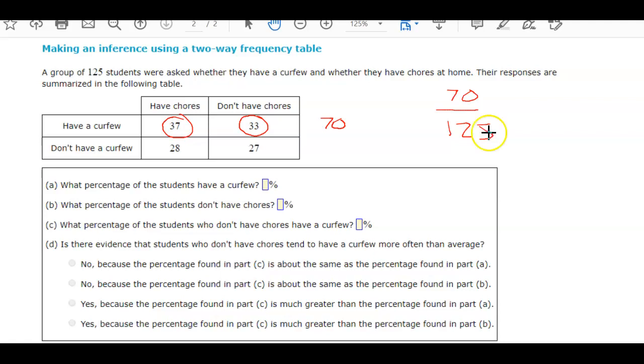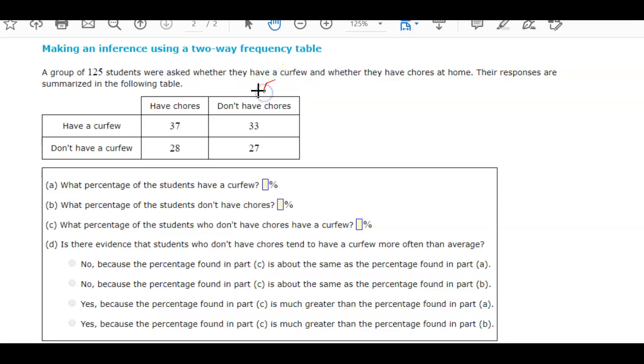And then what we'll end up with is 0.56 or 56%. So for problem A, that's going to be 56%. All right, let's go ahead and I'm going to clean this up a little bit, and then we'll take care of letter B. What percentage of the students don't have chores?